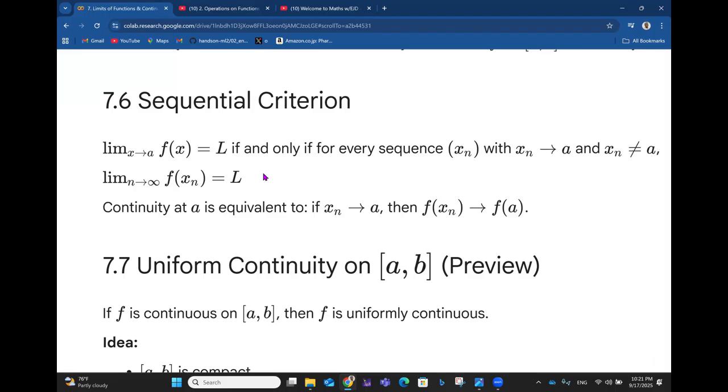Of course, if you have to prove something like this, the "only if" condition means that you have to prove that f of x has limit L, given that f of xn has limit L. Then you have to prove it backward. I mean, f of x has limit L as x approaches a, given that f of xn has limit L as n approaches infinity. Then conversely, you also have to prove that f of xn has limit L as n approaches infinity, given that f of x has limit L as x approaches a. So you have to do it in two ways. Anytime you see if and only if, it means you have to prove it both ways.